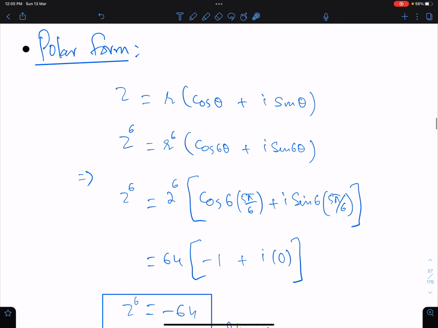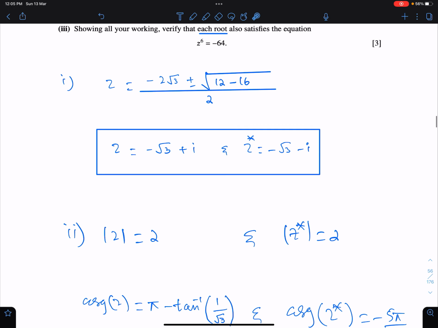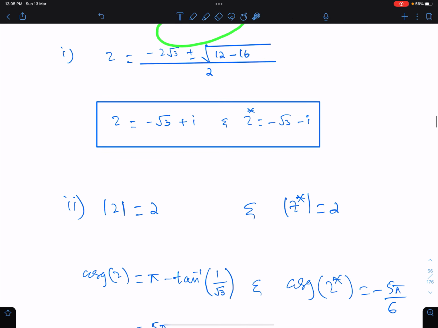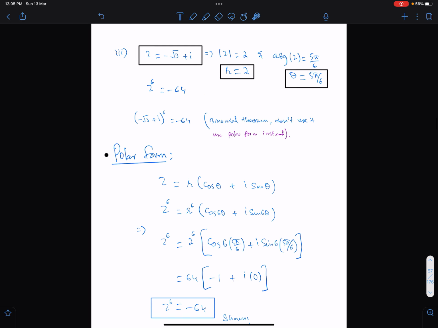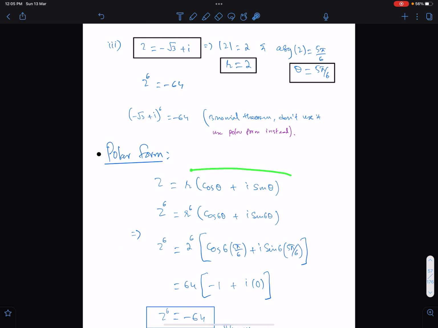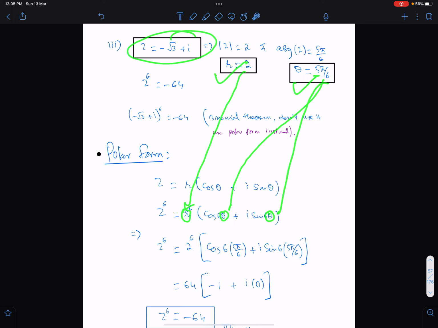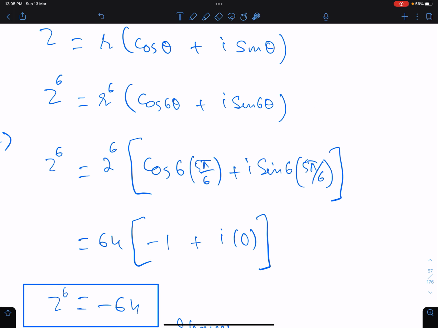Now, first write the trigonometric polar form for power 6 because you have to prove this equation, z power 6. This is the trigonometric polar form and this is the trigonometric polar form for power 6. Now we just need to substitute the value of r and theta here and here. This is r and this is theta of this complex number. So by substituting 2 here and theta here and here, we have this equation.